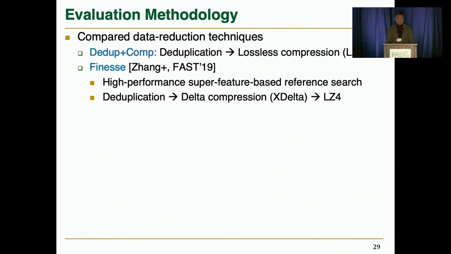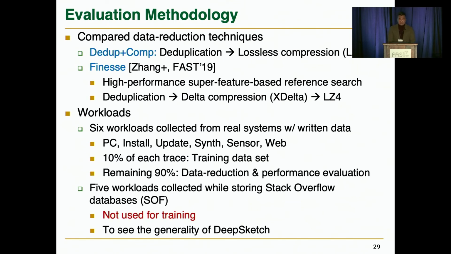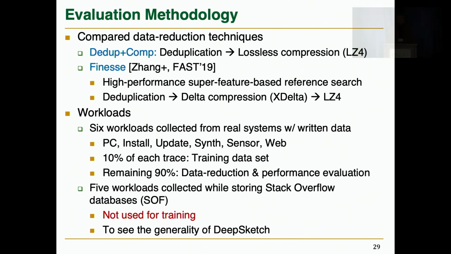We compared our DeepSketch with 2 baselines. The first one is a simple combination of deduplication and lossless compression, and the other one is Finesse, a state-of-the-art superfeature-based reference search technique for post-deduplication delta compression. We evaluated 11 workloads: 6 workloads that we collected while running different applications on real systems, and 5 workloads collected while storing the Stack Overflow database. We used 10% of the 6 traces for the training dataset, but did not use the Stack Overflow workloads in our training in order to see the generality of DeepSketch.